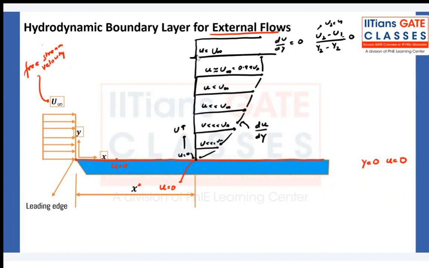Now if you understood this, this profile is formed. It is called the velocity distribution, and this is a parabolic distribution. Velocity distribution or velocity gradient. Now if you have understood this, then let me rub this.